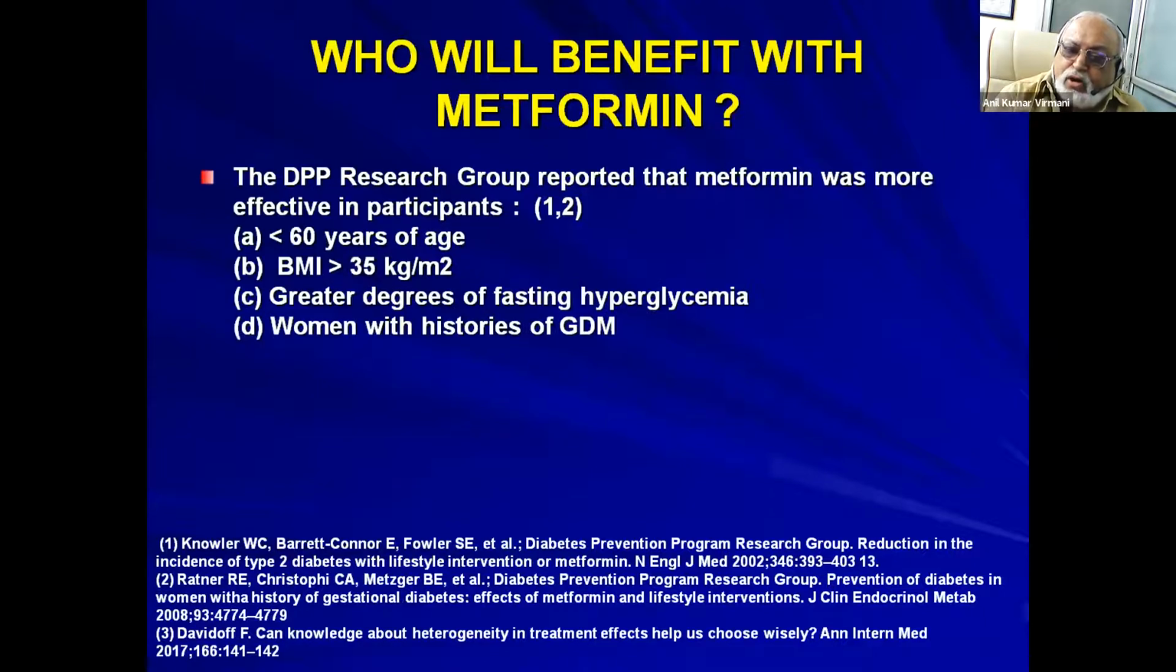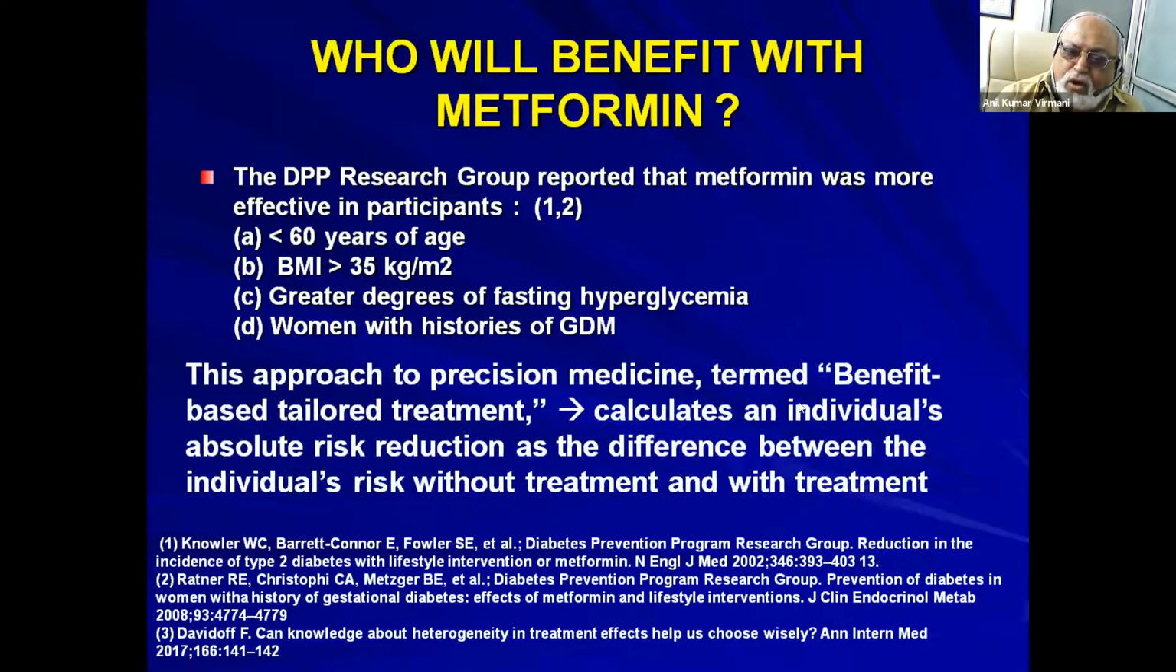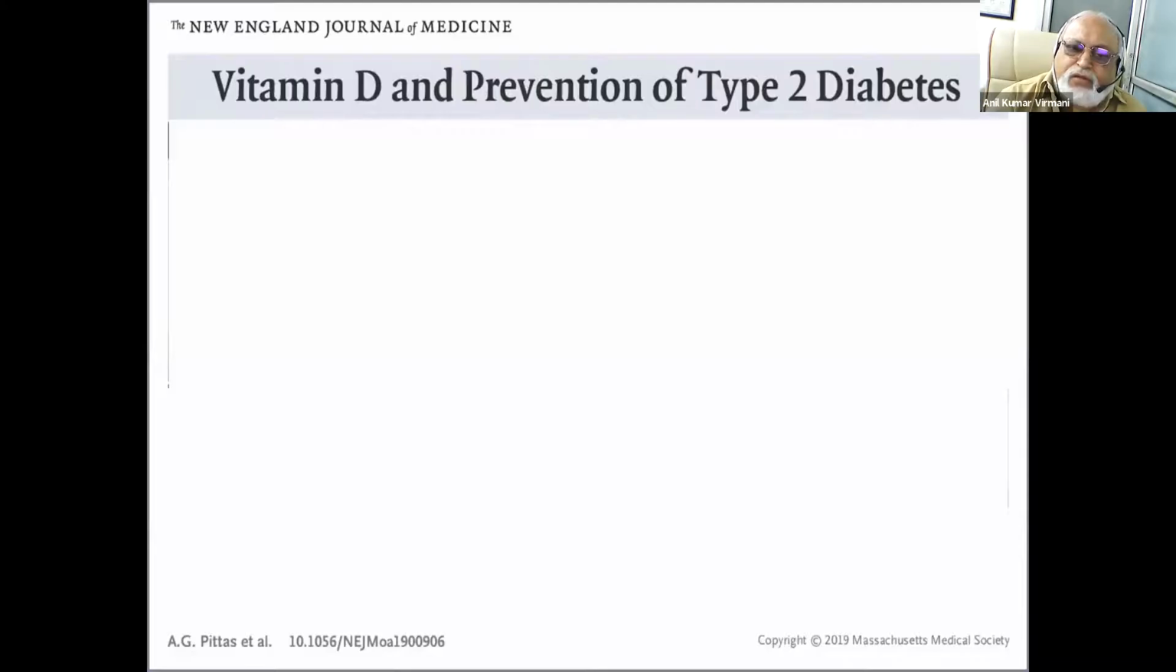So we must remember who will benefit with metformin: patients who are less than 60 years of age, a BMI of more than 35 kg per square meter, those who have greater degrees of fasting hyperglycemia, and women with history of GDM. And this is what is called benefit-based tailored treatment because it calculates an individual's absolute risk reduction as the difference between the individual's risk without treatment and with treatment. So you must know which patient to give metformin.